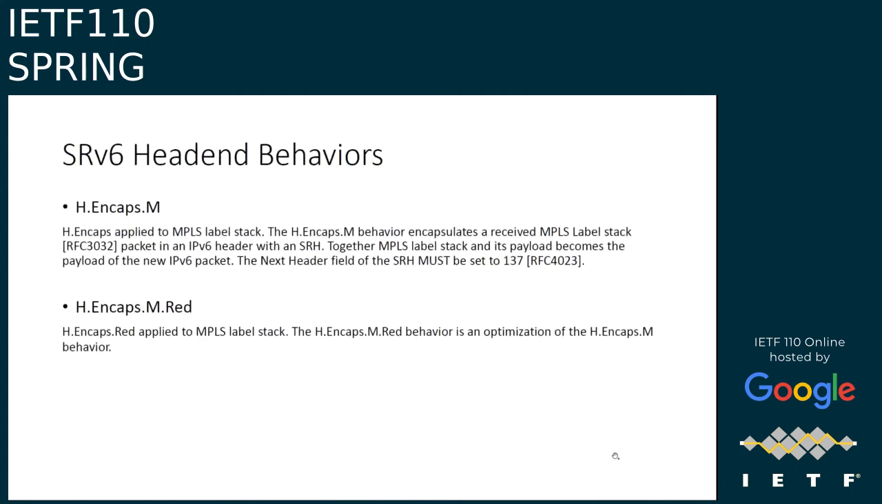This draft also introduces the SRv6 head-end behaviors. We have introduced two behaviors. One is H.Encaps, which is applied to an MPLS label stack. When we receive an MPLS label stack, we push an IPv6 header along with the SRH. Together, the MPLS label stack and its payload become the payload of an IPv6 packet, and the next header field of the SRH must be set to 137. There is also a reduced version in which the first segment is not put in the SRH, but just put in the destination address.